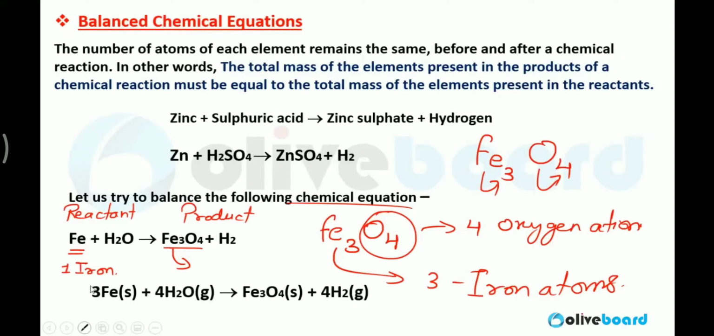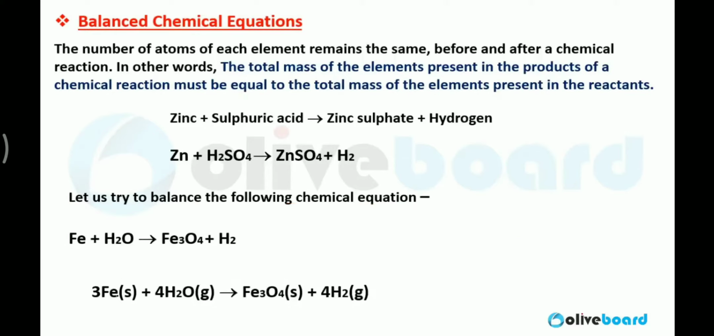Clear? So now here you can see that in the reactants only one iron is there, and in the product Fe3O4, which means 3 iron is there. Similarly, in the reactant one oxygen is there, and in the product 4 oxygen is there. So this reaction is not balanced at all.